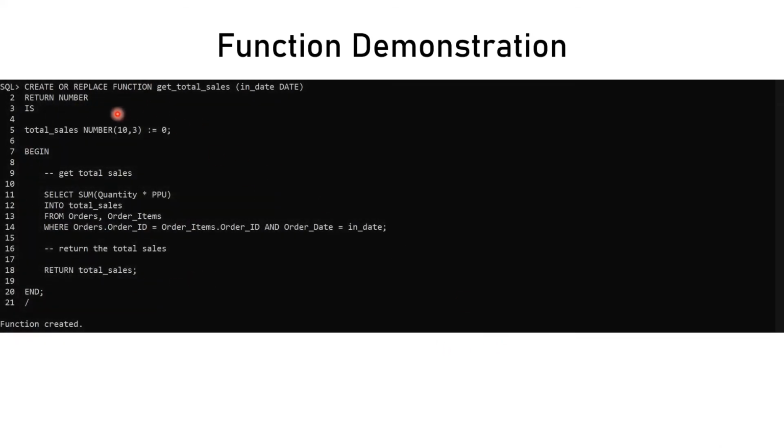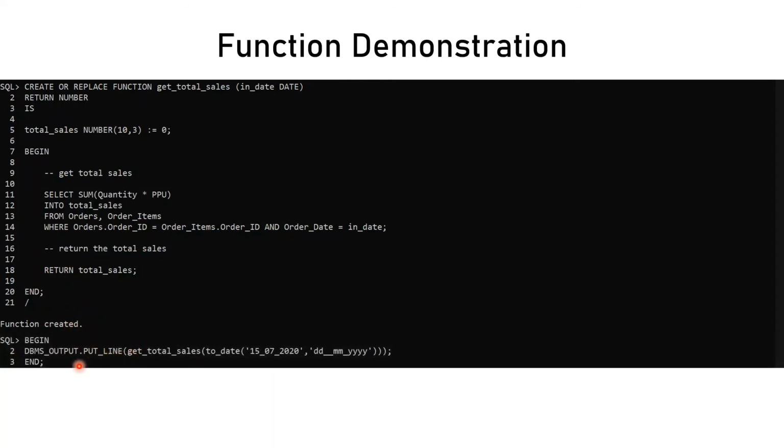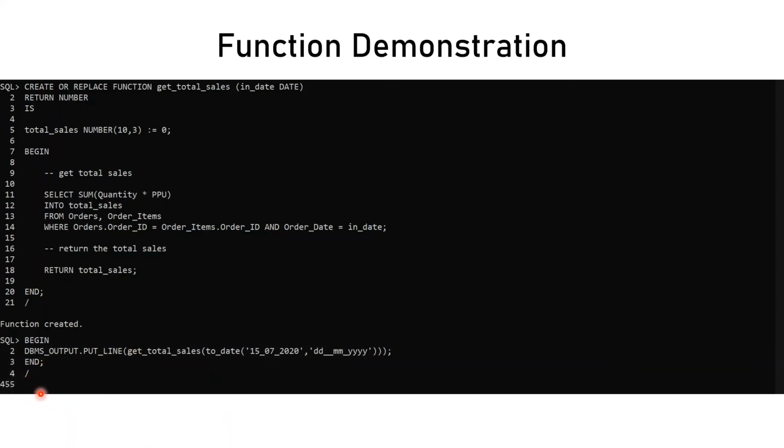So as you can see, we have written our function in our SQL console and saved it. Next, we will be calling this function by using an anonymous block, as we have shown earlier. And after running it, as you can see, we do indeed get 455. So we can understand that our function is actually working perfectly. So now we understand how functions work in PLSQL.